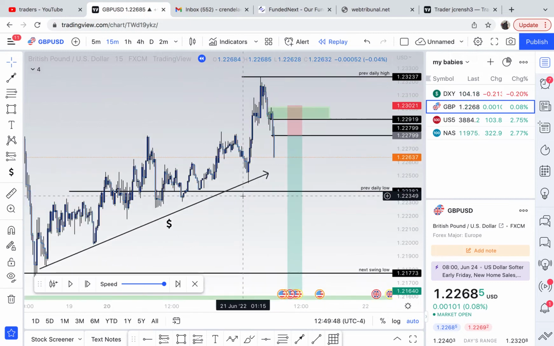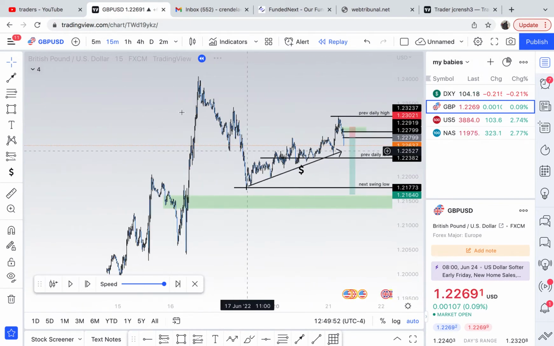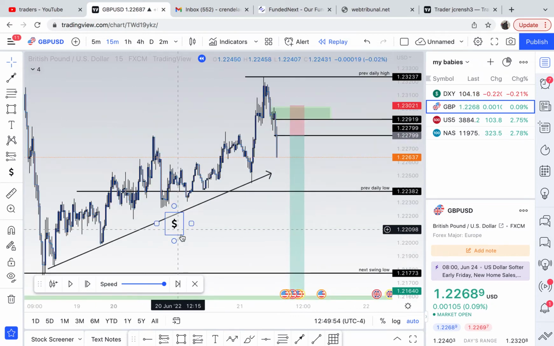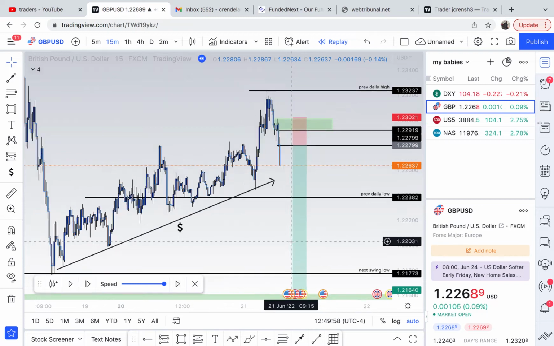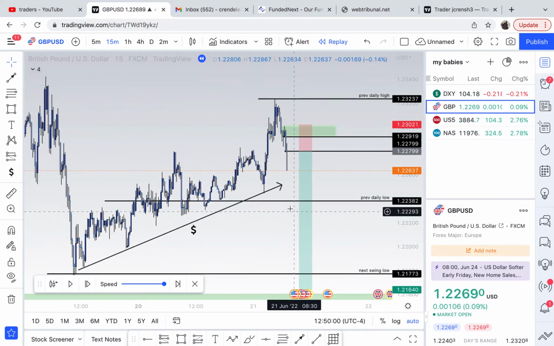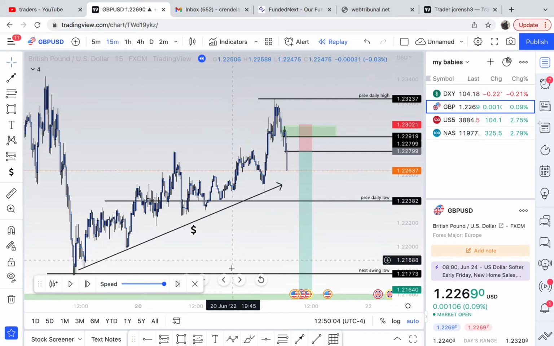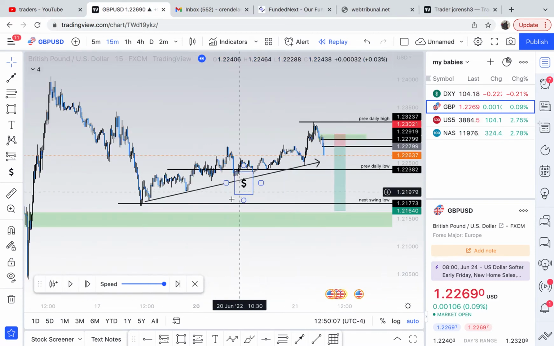So I'm getting in here because we have an order block. I'm selling because we have overall bearish pressure. We have liquidity below here. We have the previous day below here. All right, and we're looking to take profit at, first take profit would be the previous daily low. Next take profit would be the next swing low.